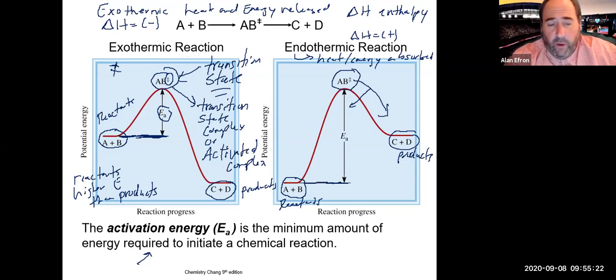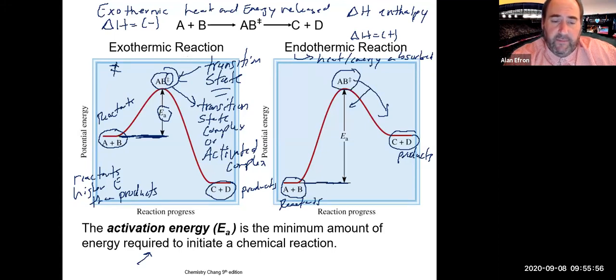Clearly, in terms of the rate of the reaction, this hill that the reactants have to climb to get to the other side will have a drastic effect on the rate of the reaction. Just logically thinking about it, if it's a larger hill that the reactants have to climb, then you would expect the rate to be a lot slower than if you had a much smaller hill to climb to the other side. You would expect the rate of that particular reaction to be a lot faster.